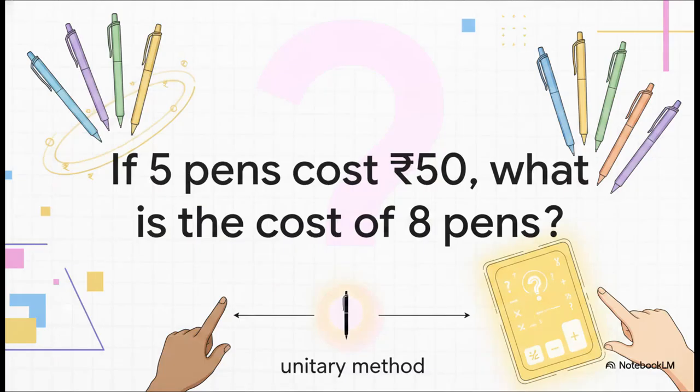All right, I want to leave you with a final thought and a bit of a challenge to see if you can apply the step-by-step methods we've learned today. Here's the scenario. If 5 identical pens cost 50 rupees, what exactly is the cost of 8 pens? Use the unitary method we literally just discussed. Remember the steps. First, find the value of just one pen, and then multiply that out, find the value of 8. Run the numbers, trust the process, and leave your calculated answer down in the comments below.